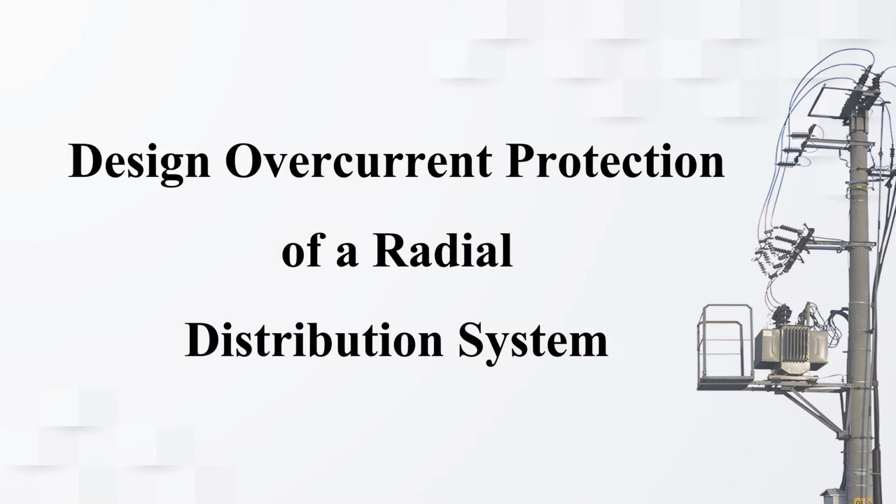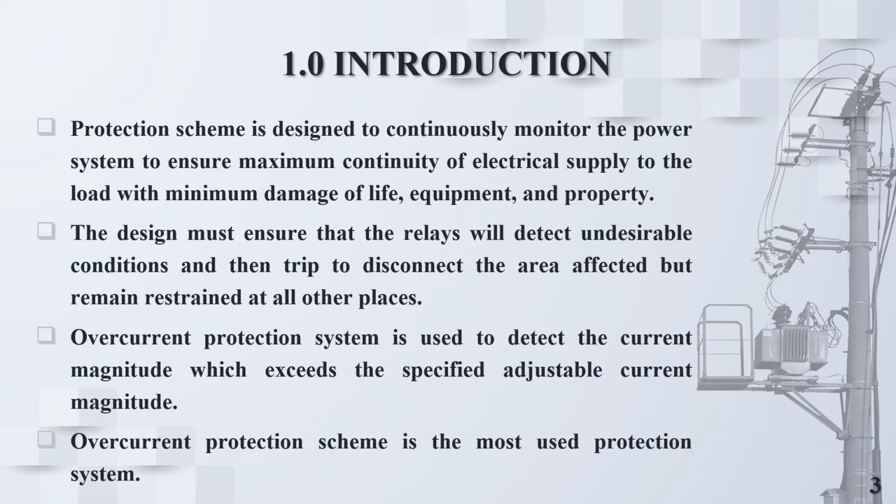The assignment project is about the design of overcurrent protection of a radial distribution system. A protection scheme is designed to ensure maximum continuity of electrical supply to the load with minimum damage. The design must ensure that the relays will detect undesirable conditions and then trip to disconnect the affected area, but remain restrained at all other places. Hence, an overcurrent protection scheme is used to detect a current magnitude which exceeds the specified adjustable current magnitude.